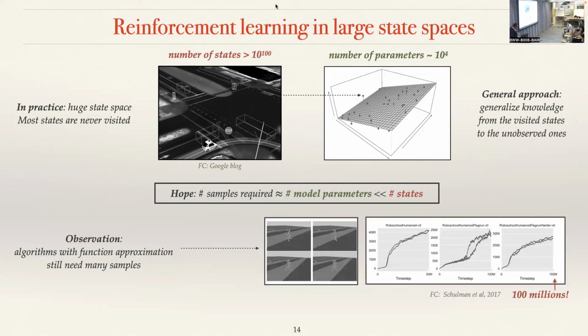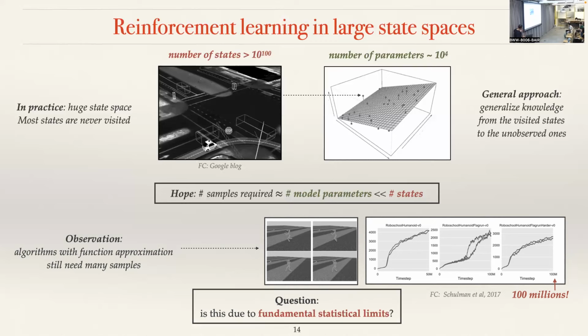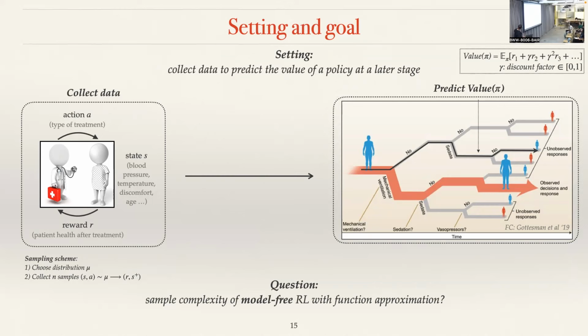Now, the folklore observation, if you want, that we have, is that reinforcement learning algorithms, even though they use function approximation, still need a lot of samples compared to supervised learning. And so we would like to ask a very basic question, whether reinforcement learning is, for example, fundamentally more difficult than classical supervised learning.